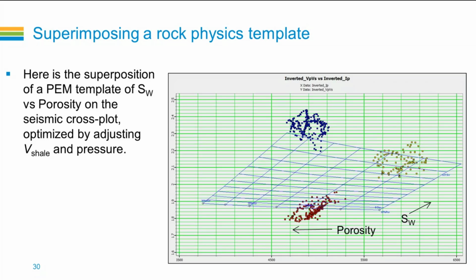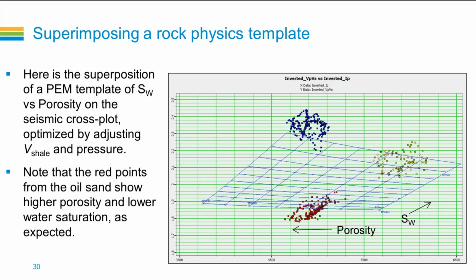this cross-plot, so you can see porosity again increasing from right to left, and water saturation increasing from down to up, low to high on the plot. And in this case I did adjust the V shale and the pressure. I don't share the parameters, but that's how I got the best fit. Put a bit of V shale in there, I think 20%. And note that the red points from the oil sand show higher porosity and lower water saturation as expected. And the other points also seem to be explained by that template.